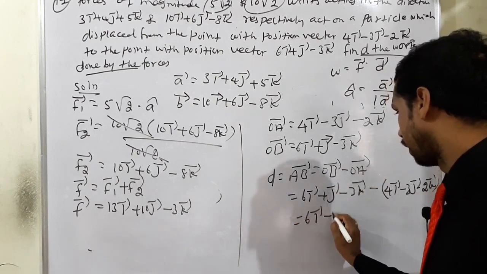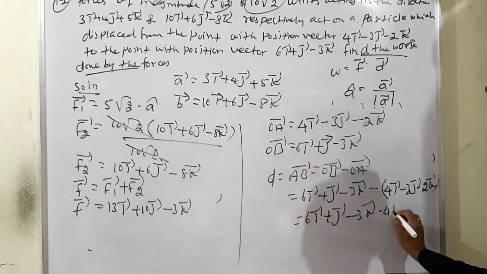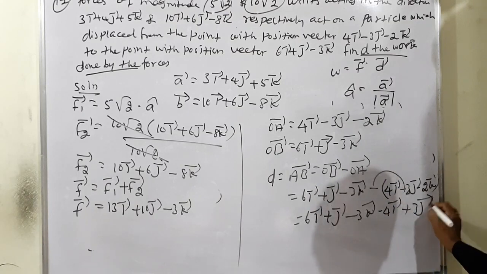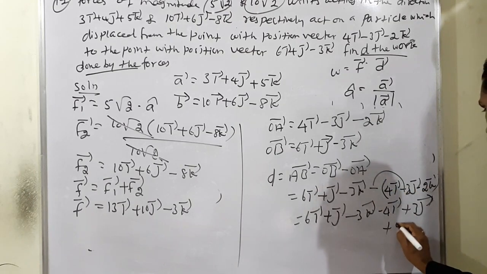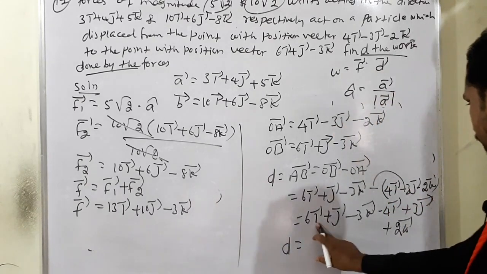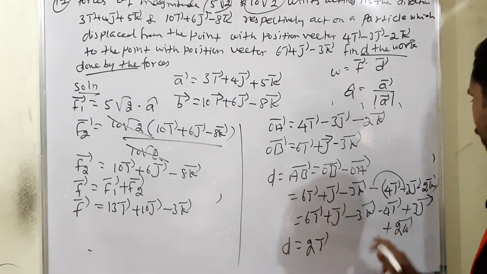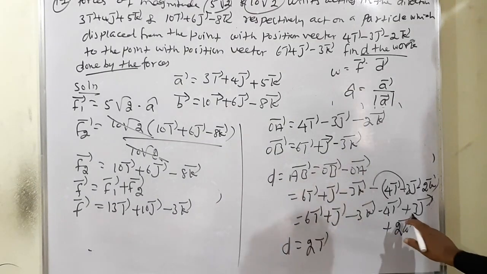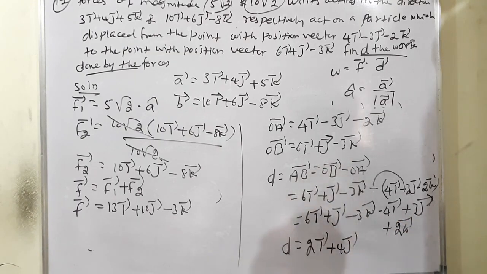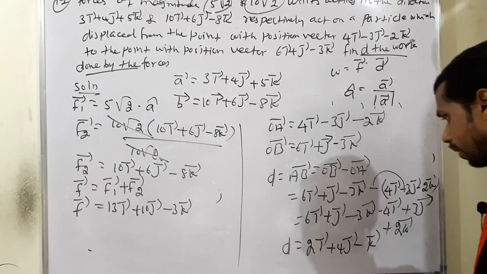Again, 6i vector plus j vector minus 3k vector, remove the bracket, minus 4i vector, minus into minus plus 3j vector, and lastly minus into minus plus 2k vector. Therefore displacement D is equal to 6i vector minus 4i vector, so 2i vector, plus j vector plus 3j vector, so plus 4j vector, and lastly minus 3 plus 2, minus k vector.